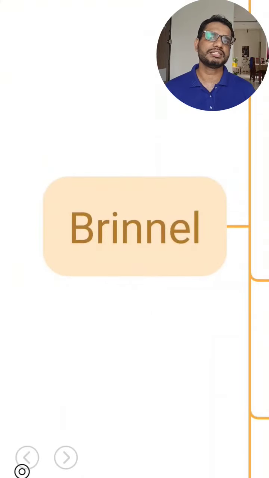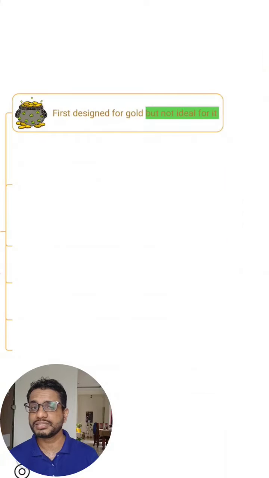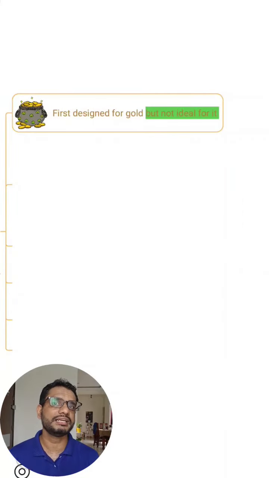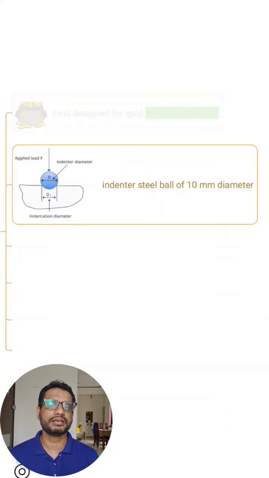Brinell's hardness test, this test was first designed for gold. But remember students, it is not the ideal test for gold. Although it was designed, but it is not the ideal test for gold. And in this test, basically we use an indenter, which is a steel ball of 10 mm of diameter, and a uniform force is applied through the indenter. When we apply the force on this, it creates the indentation in the object.